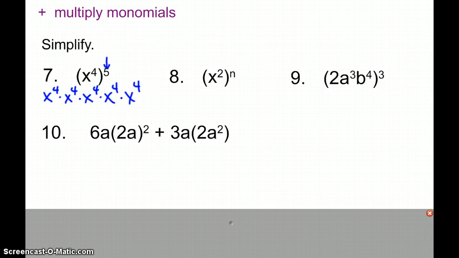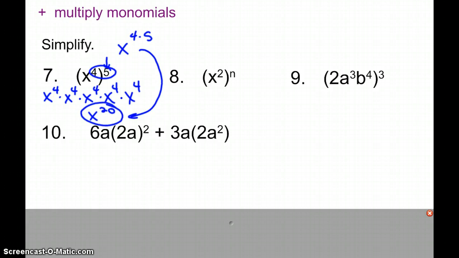Well, in the previous examples, we've seen that when I'm multiplying with the same base, I can add the exponents, and so 4 plus 4 plus 4 plus 4 plus 4 turns out to be x to the 20th. Now, if you recall from prior knowledge or previous classes, if we look at x to the fourth raised to the fifth power, we can multiply our exponents, so x to the 4 times 5, and that will also lead to x to the 20th.